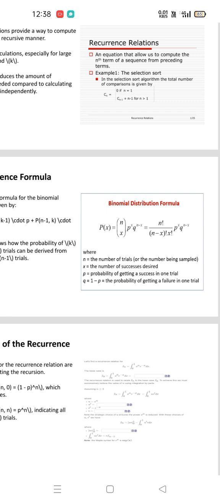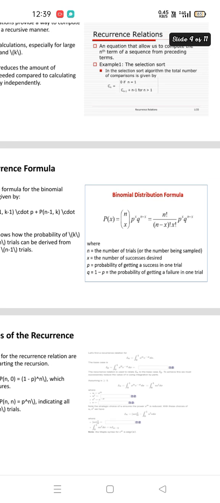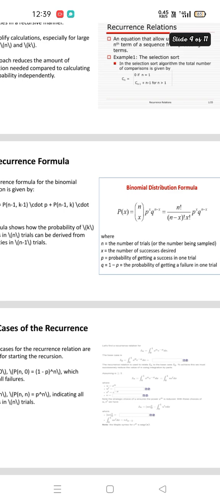Binomial distribution formula. P(x) = nCx p^x q^(n minus x) = n factorial divided by (n minus x) factorial times x factorial, times p^x times q^(n minus x), where n is the number of trials or the number being sampled, x is the number of successes desired, p is the probability of getting a success in one trial, and q equals 1 minus p, the probability of getting a failure in one trial.